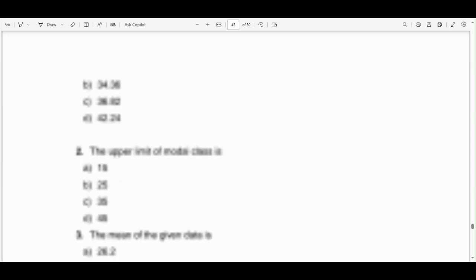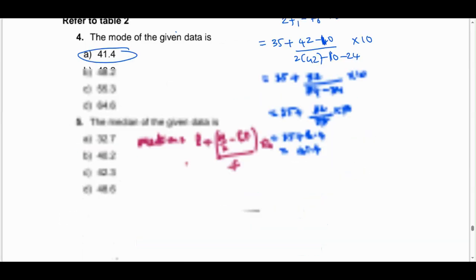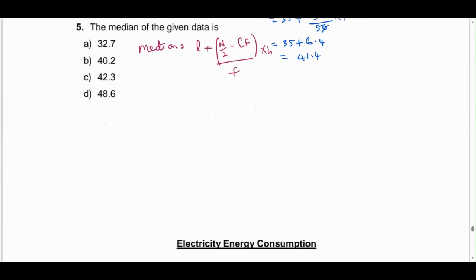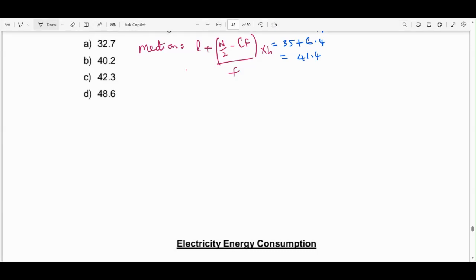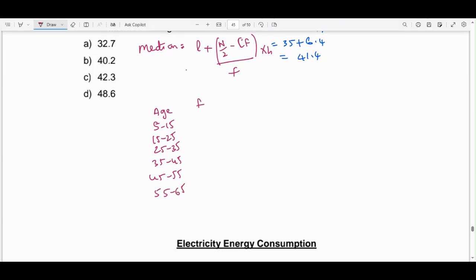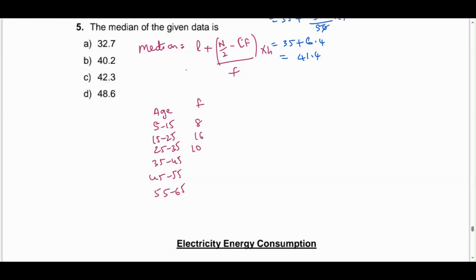So yeah, we have the table here. The age classes are 5 to 15, 15 to 25, 25 to 35, 35 to 45, 45 to 55, 55 to 65. Then the frequencies are given as 8, 16, 10, 42, then 24 and 12.